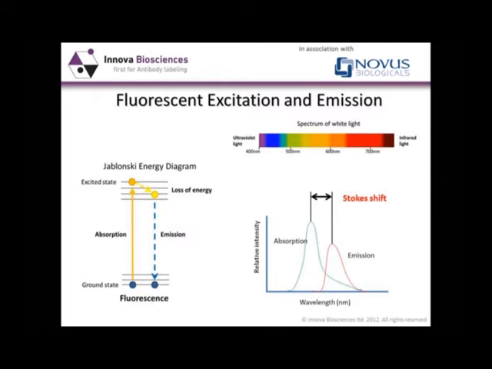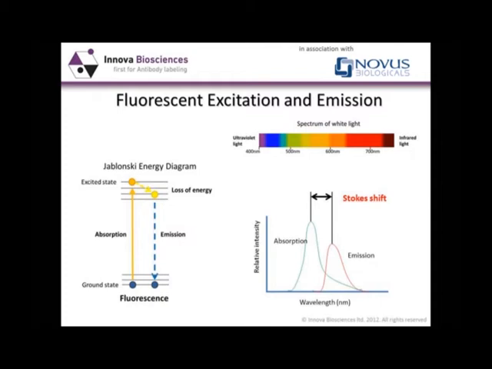And a term that you should really remember is what's called the Stokes shift, which is basically the difference between the absorption and the emission spectrum. And it's always good if you're trying to determine fluorescence to have the Stokes shift as large as possible.